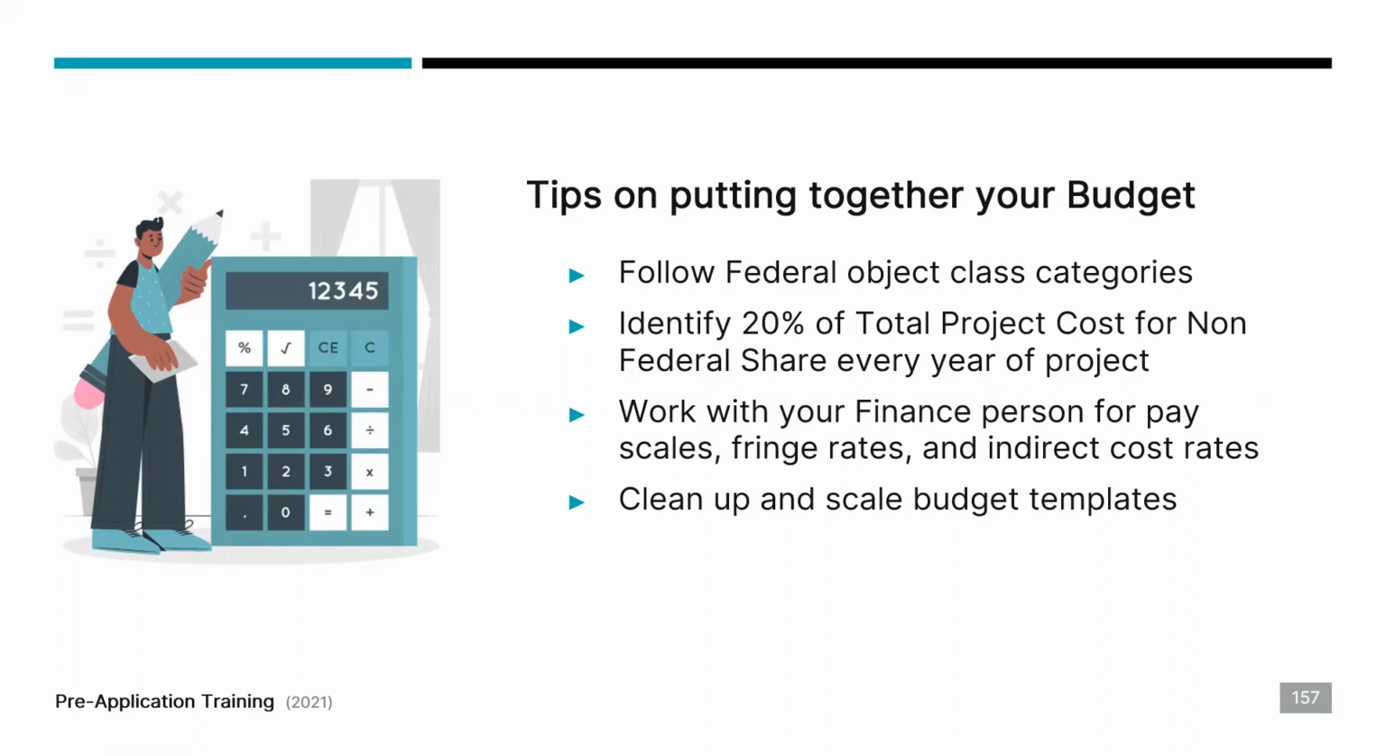Identify the 20% of the total project cost for non-federal share for every year of the project. This is not something that you can average out across the life of your project. Like you can't have 10% in year 1, 30% in year 2, and then 20% in year 3. It has to be a standard 20% for every year of your project. And what's also important to note is don't ever go below 20%, but don't go much over. Sometimes the numbers work out where you can't get it to the penny to 20%. If you go a couple hundred dollars over, that's okay.